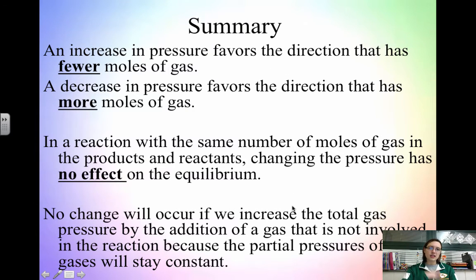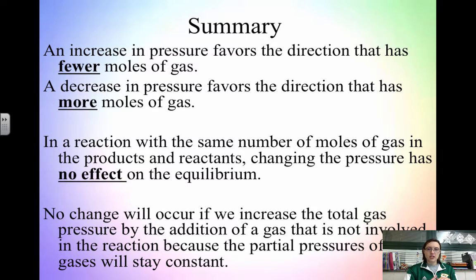So here's the summary of this. An increase in pressure favors the direction that has fewer moles of gas. A decrease in pressure favors the direction that has more moles of gas. If a reaction has the same number of moles of gas on both sides, changing the pressure has no effect because the number of moles are equal.